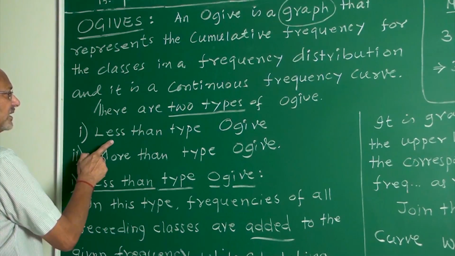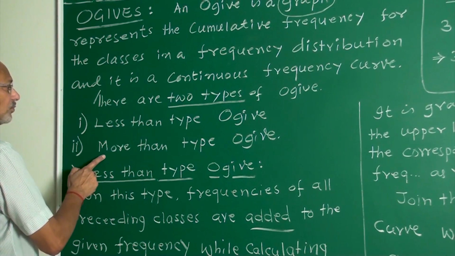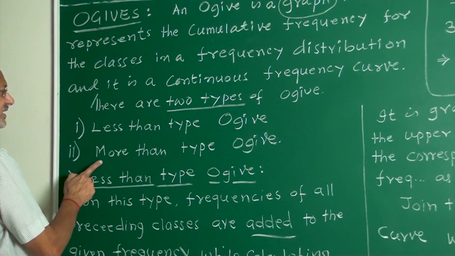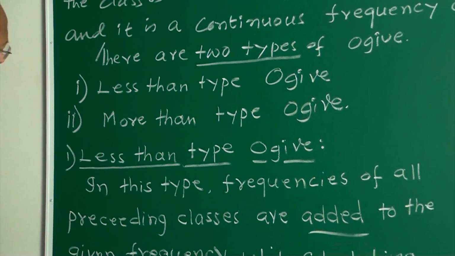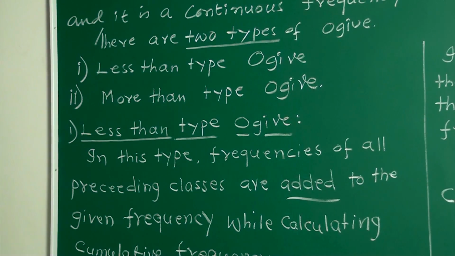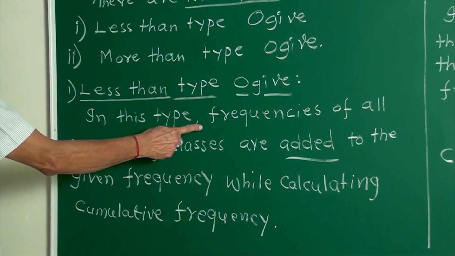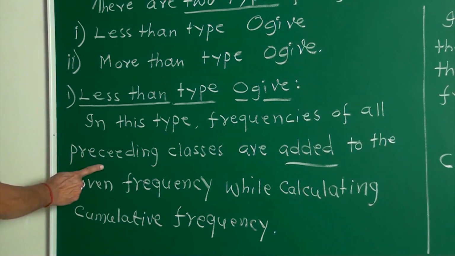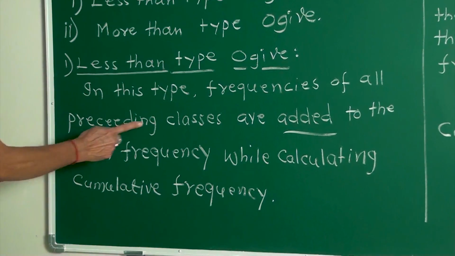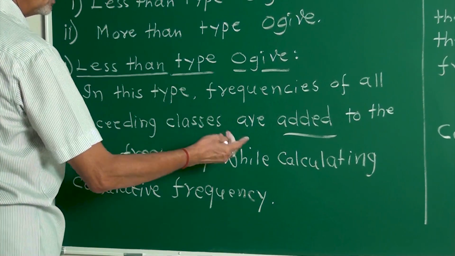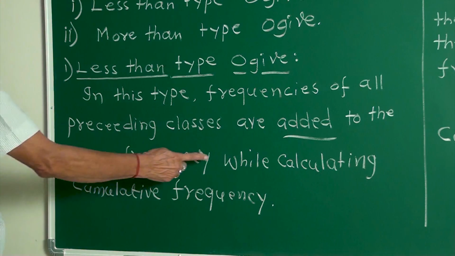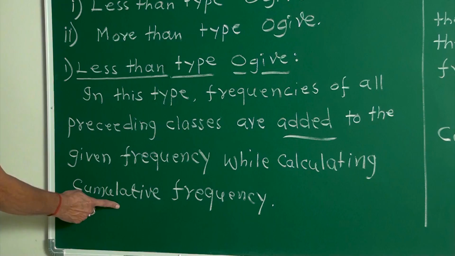One, less than type ogive. Second, more than type ogive. We shall consider one by one. First, less than type ogive. In this type, frequencies of all preceding classes are added to the given frequencies while calculating cumulative frequency.